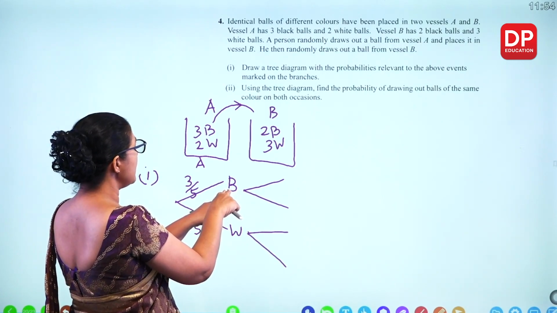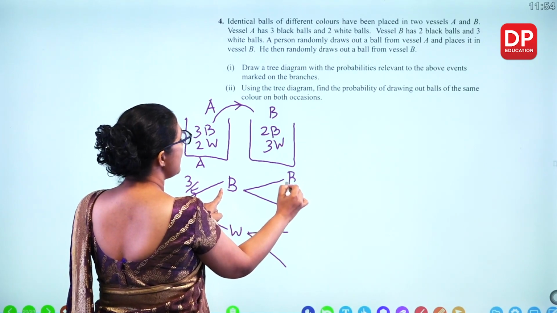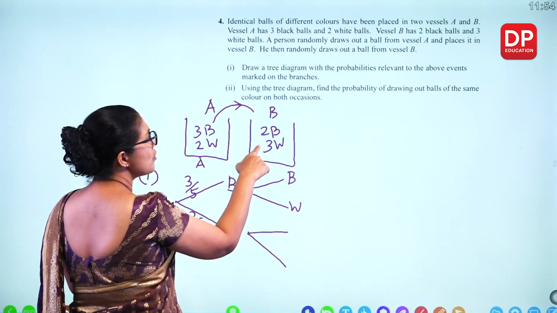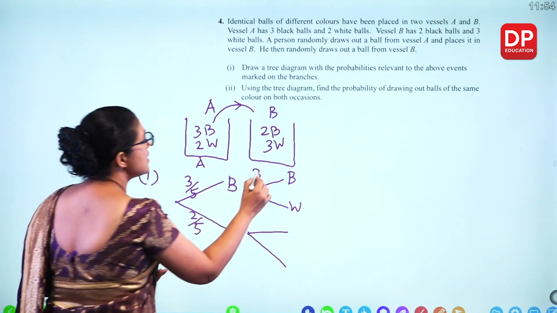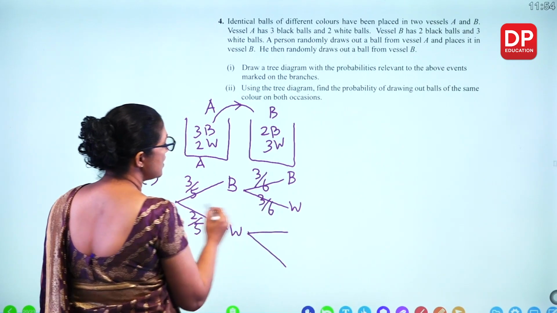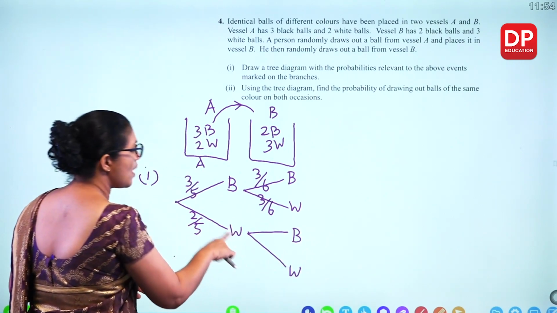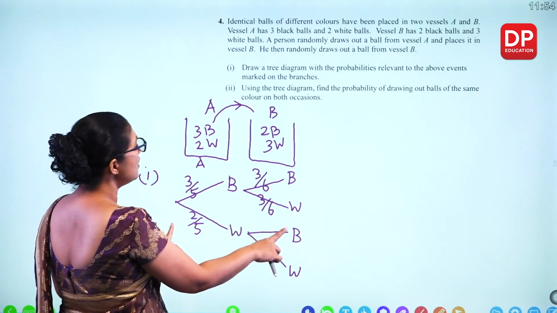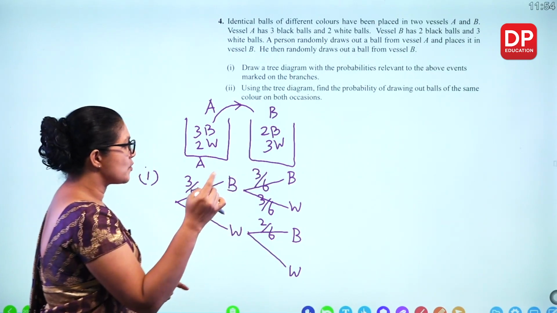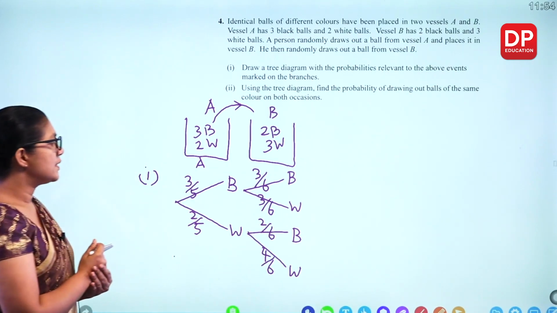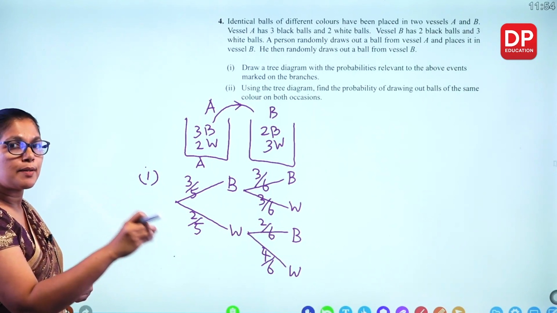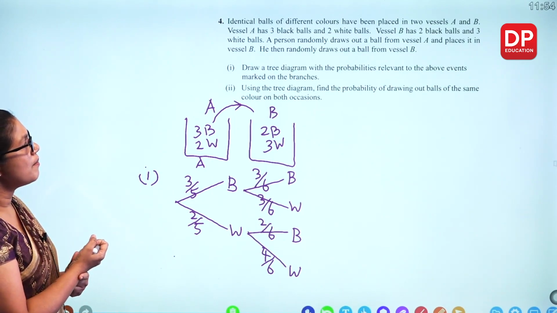This is black ball taken. So how many blacks are there now in the B vessel? 2 plus 1, 3. So altogether 5 were there, now 5 plus 1, 6. So 3 over 6. White ones already 3 were there. So 3 over 6. Now consider taking a white one and put it in vessel B. Black ones same as it is. So 2 over 6. But white ones 3 plus 1 becomes 4. So 4 over 6. So this is the tree diagram for taking a ball from A and put it in vessel B and then take another ball.